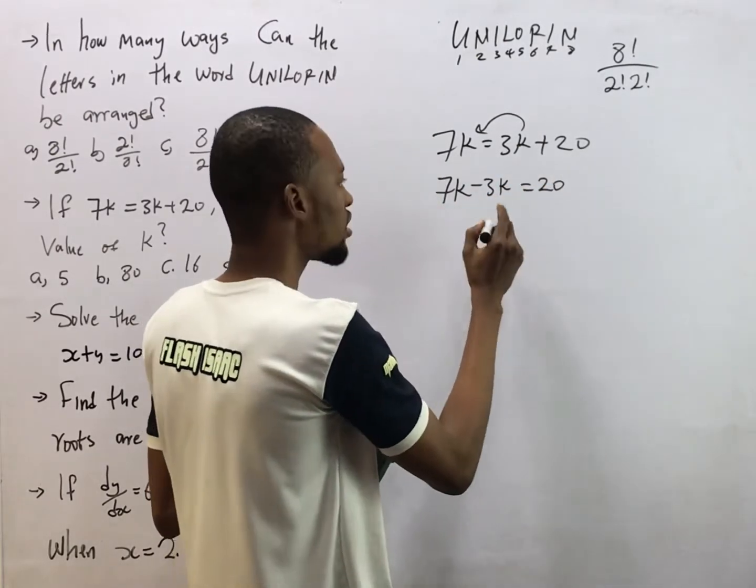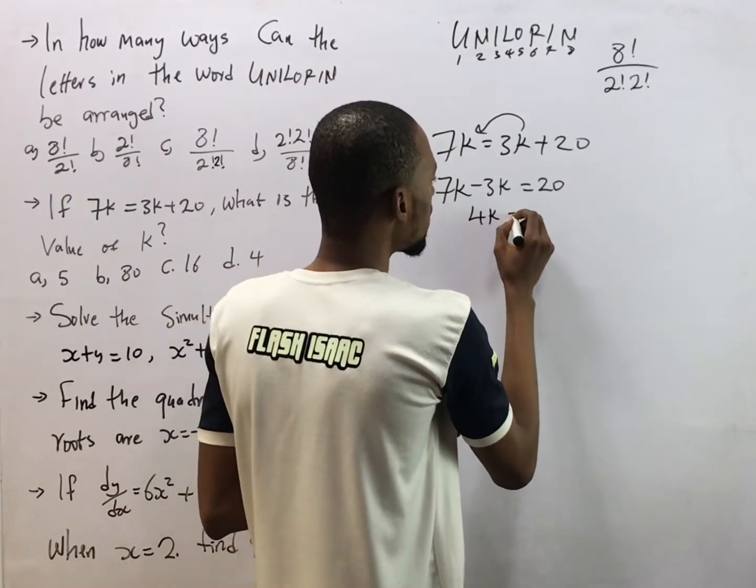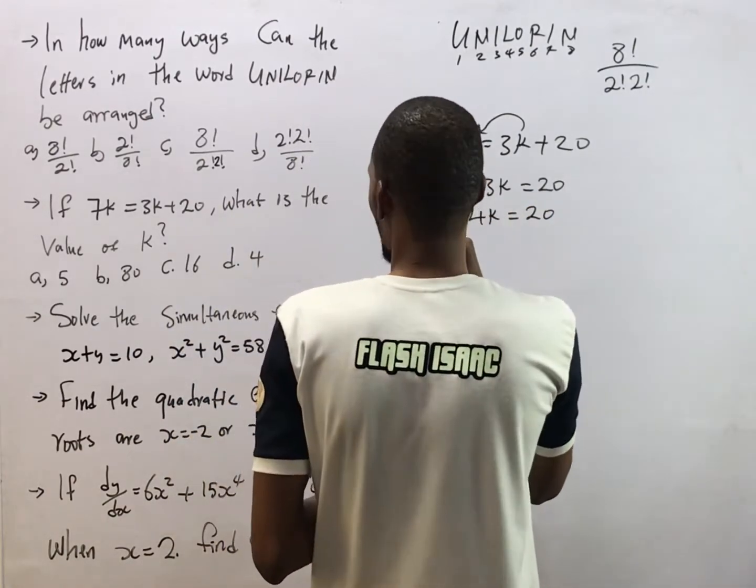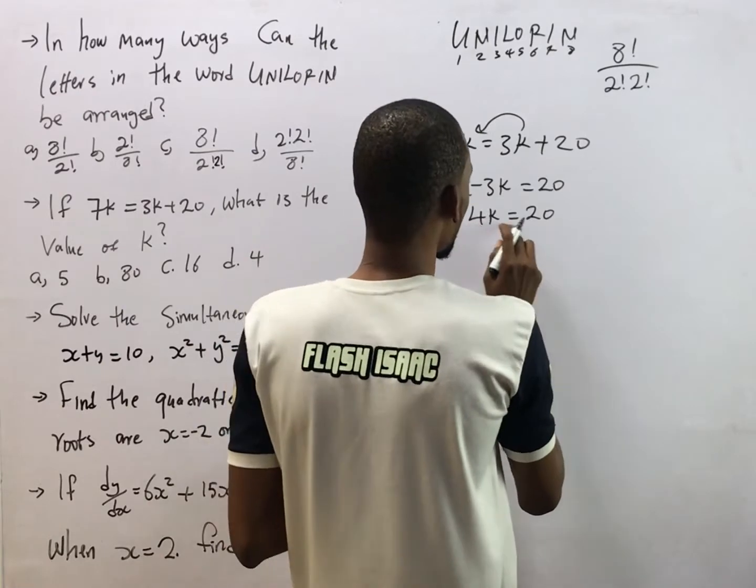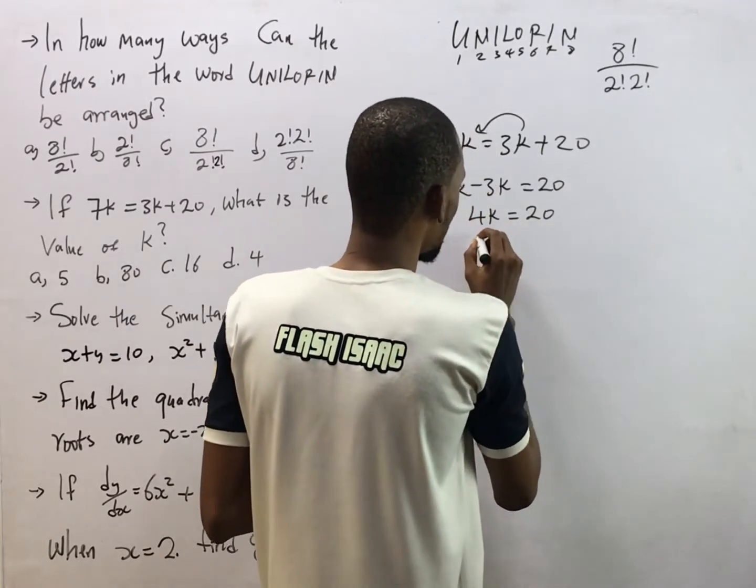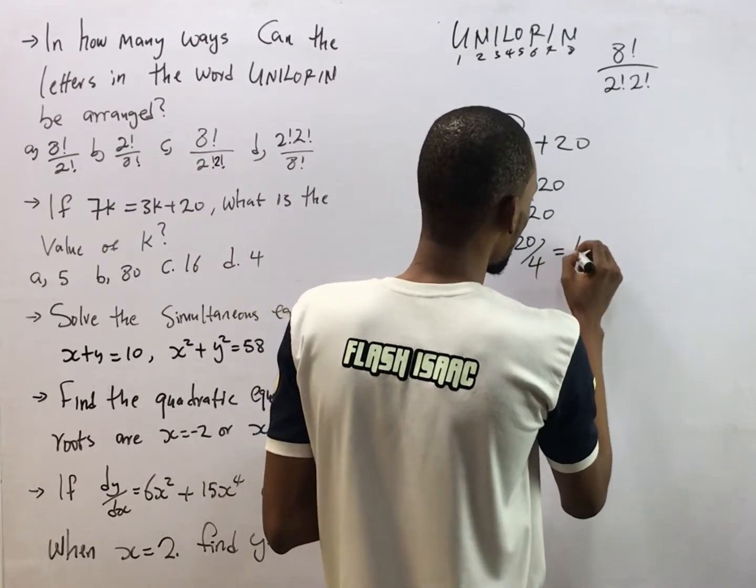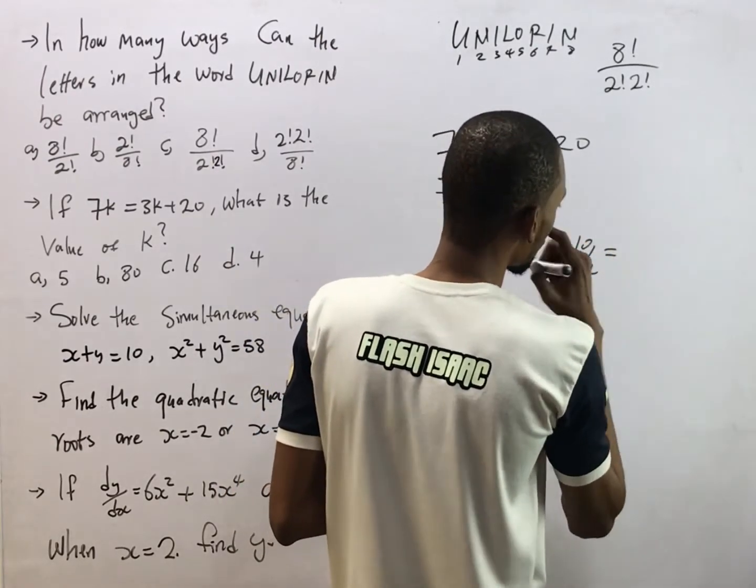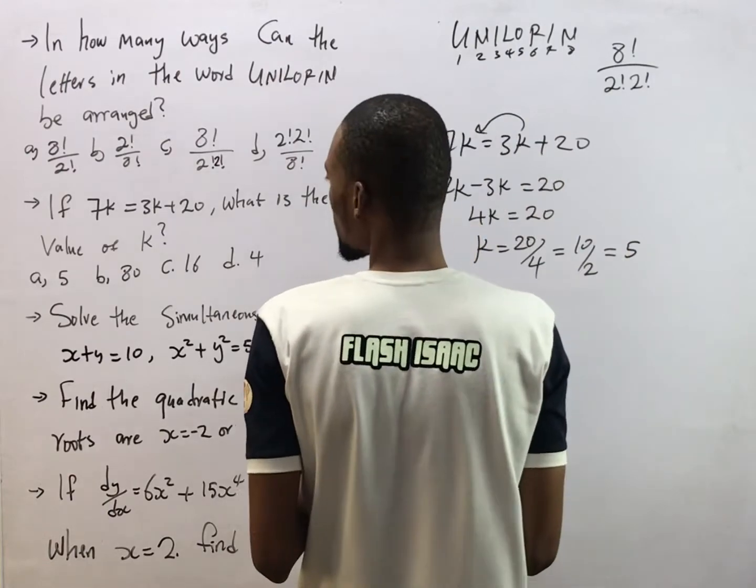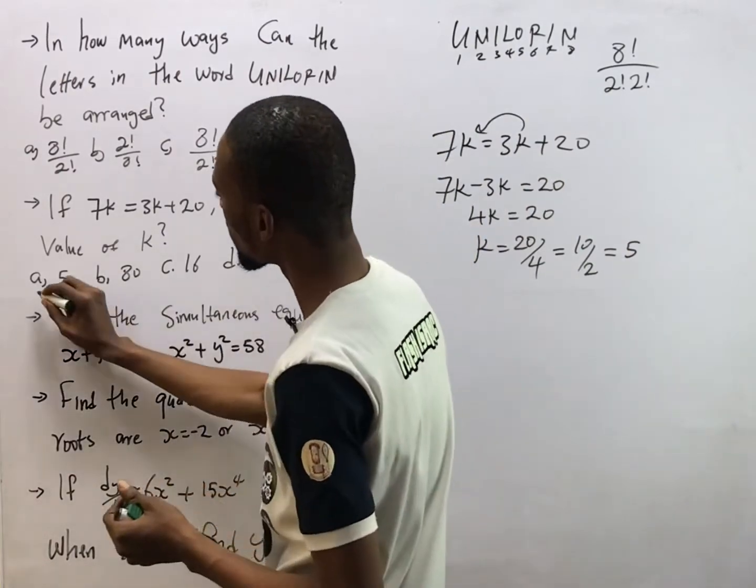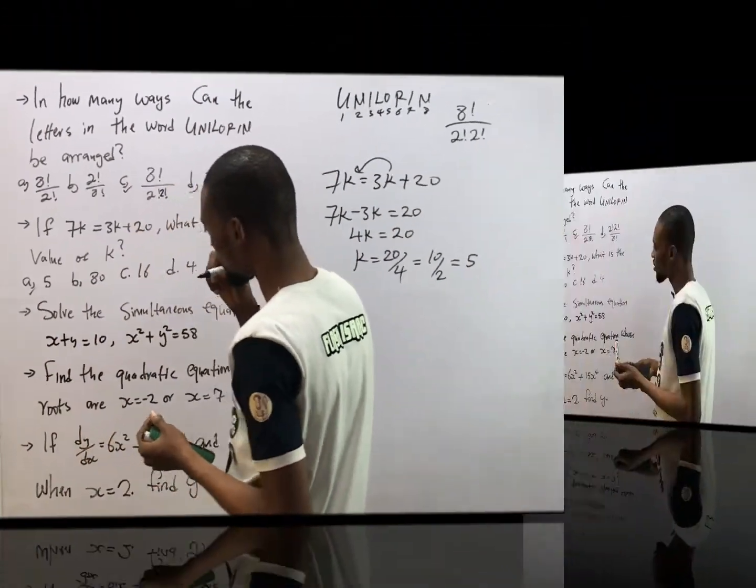7k minus 3k is 4k. 4k will give you 20. So if 4k is equal to 20, k will be 20 divided by 4, which will give you 10 over 2, which is equal to 5. So k is equal to 5, and this is the correct option.